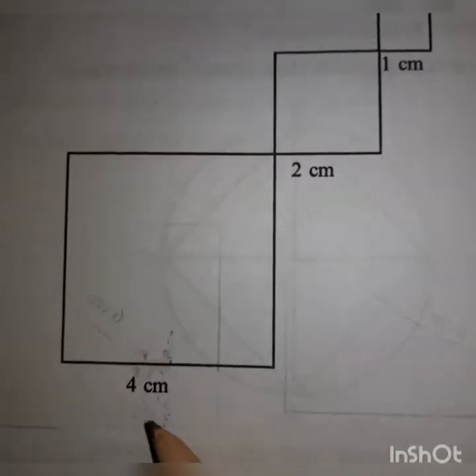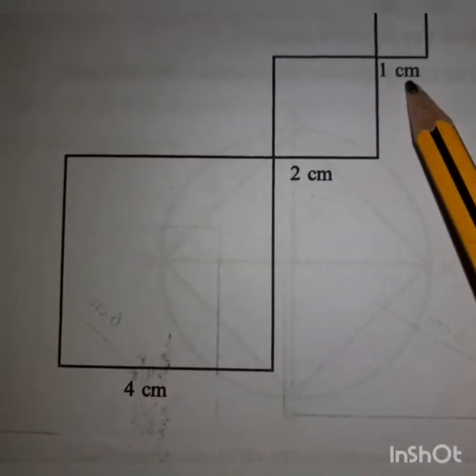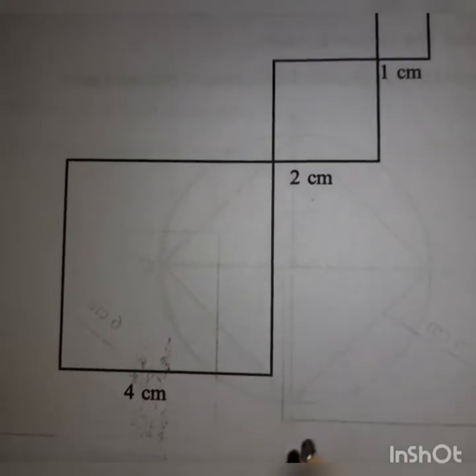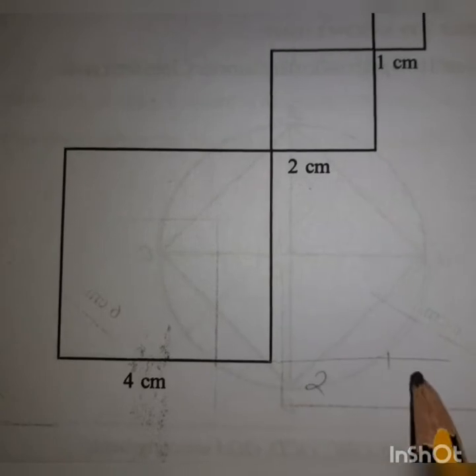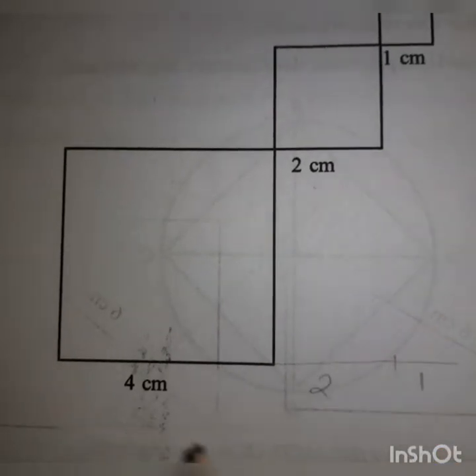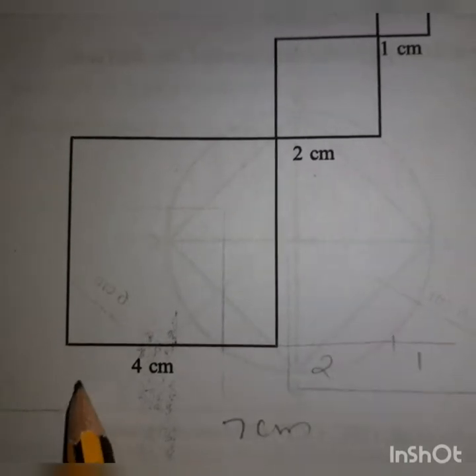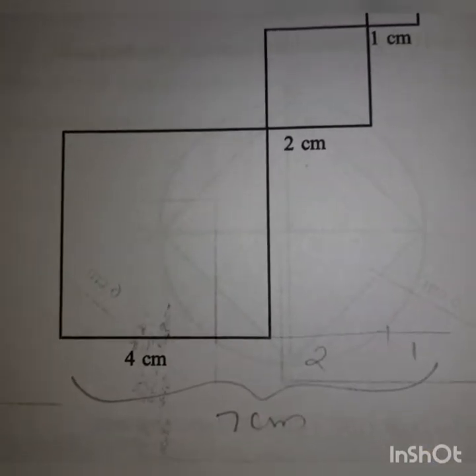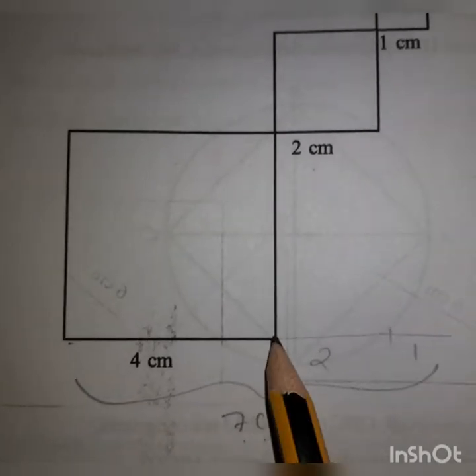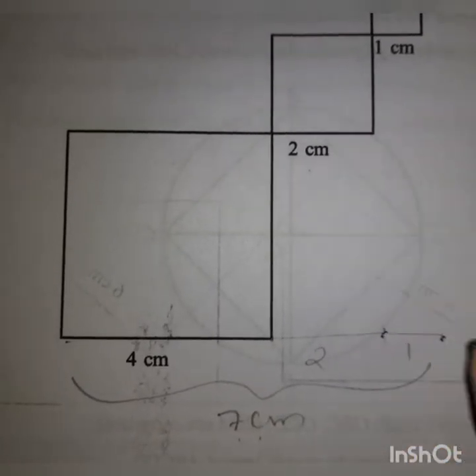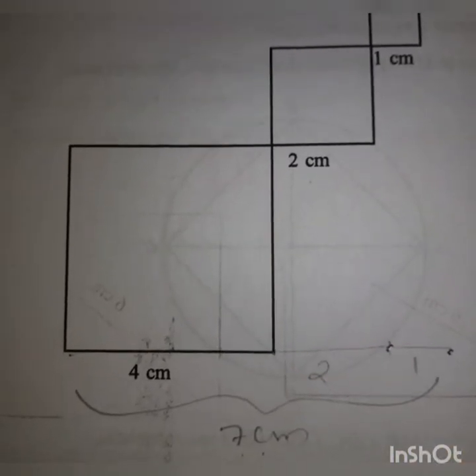Draw this pattern. Here a square of 4 centimeter, 2 centimeter and 1 centimeter. So same like the previous one, if you extend this line, here 2 centimeter, here 1 centimeter. So 4 plus 2 plus 1 should be a 7 centimeter square. You have to draw it first. 7 centimeter square you have to draw it, and mark 4 centimeter, 2 centimeter and 1 centimeter. Then you have to complete the pattern.